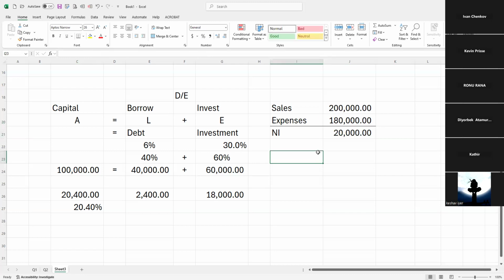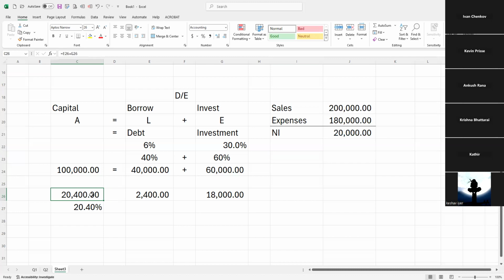Now the question is, would you invest? Would you start this business? Yes or no? No. Why not? Because I cannot cover my cost of the capital. Can you see it?